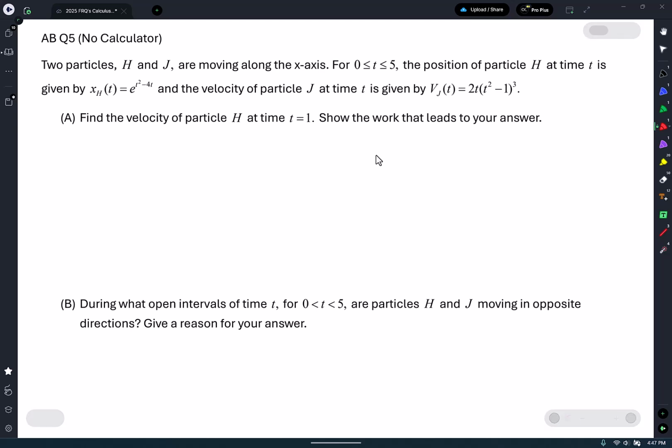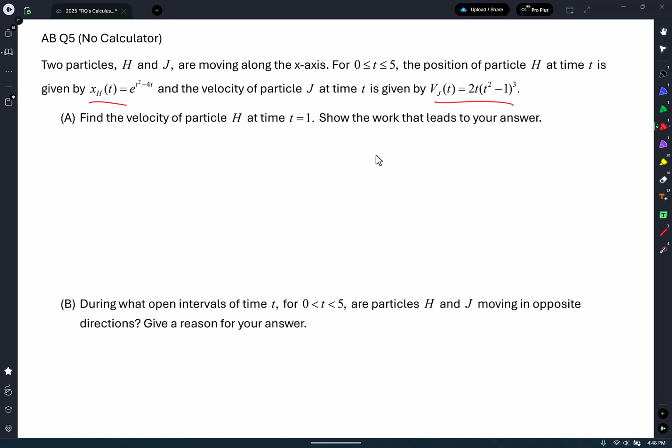All right, question 5 here. Two particles H and J are moving along the x-axis between 0 and 5. The position of particle H at time t is given by, okay, so here's my position equation. And the velocity of particle J at time t is given by, so here's my velocity equation for particle J. Find the velocity of particle H at time t equals 1. Show the work that leads to your answer.